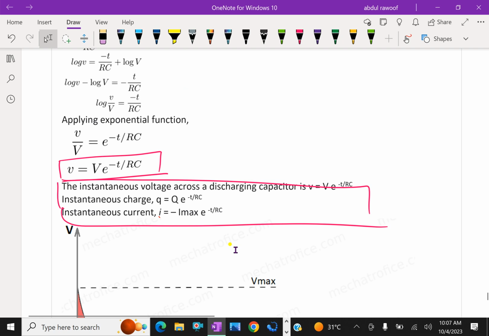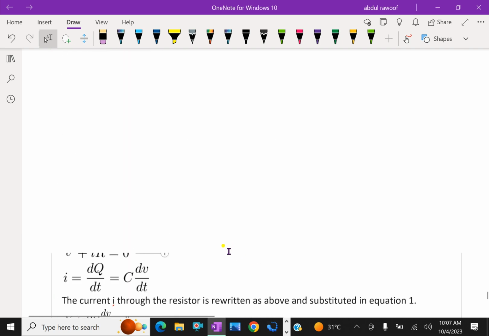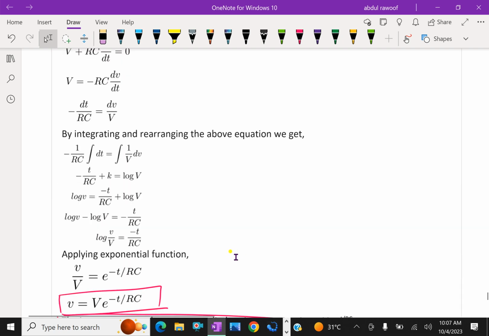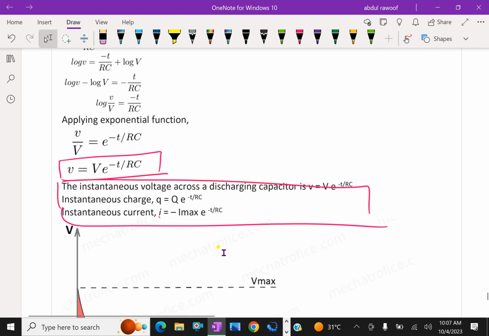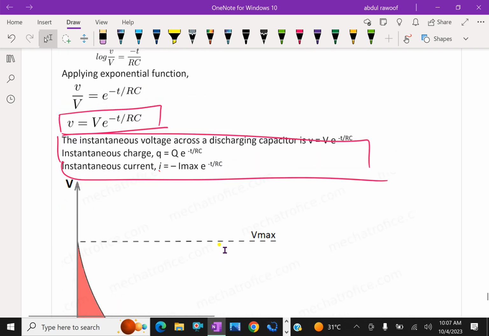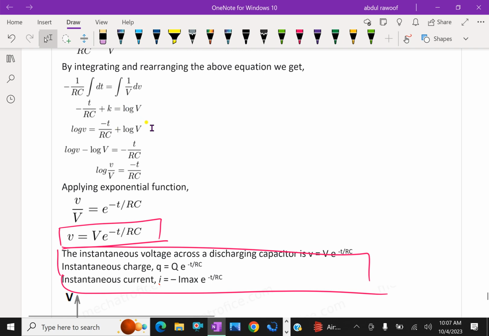So far we have discussed capacitor charging and discharging, time constant, exponential decay, and some expressions for charging and discharging of the capacitor.